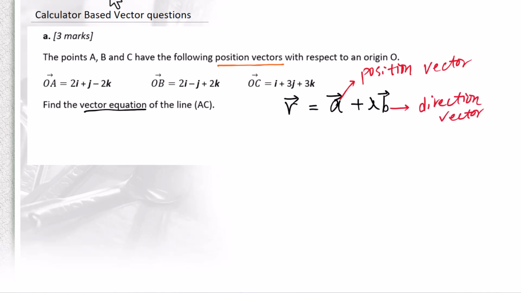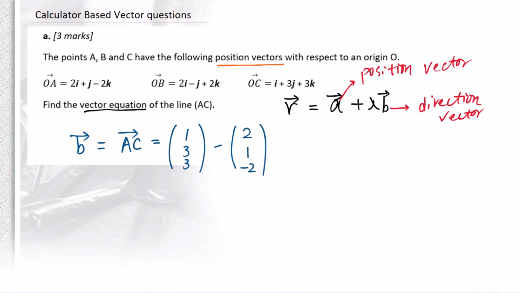Vector A is a position vector, and vector B is a direction vector. So first step, let's work out vector B equals vector AC equals position vector C (1, 3, 3) minus position vector A (2, 1, -2). Change subtraction into addition, then change the sign. Equals (-1, 2, 5).